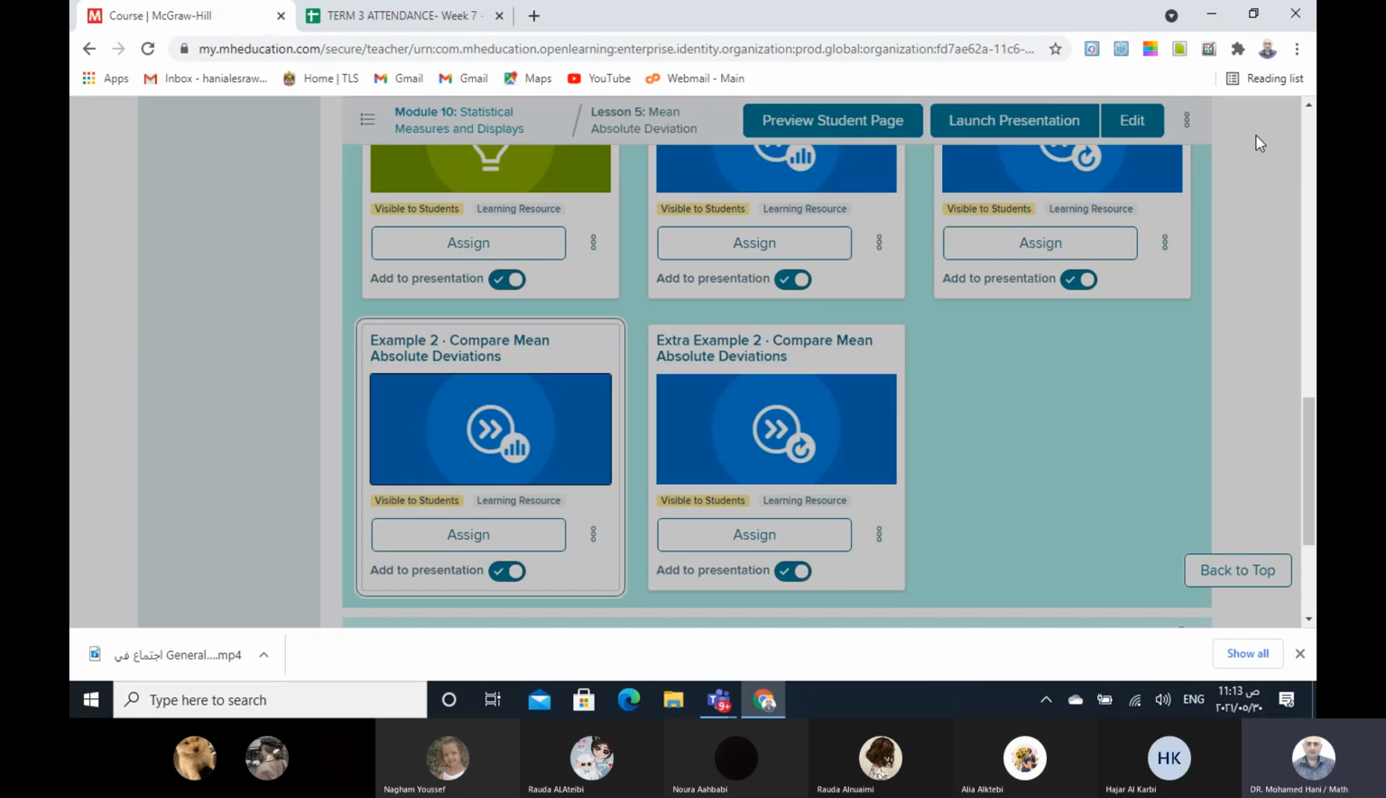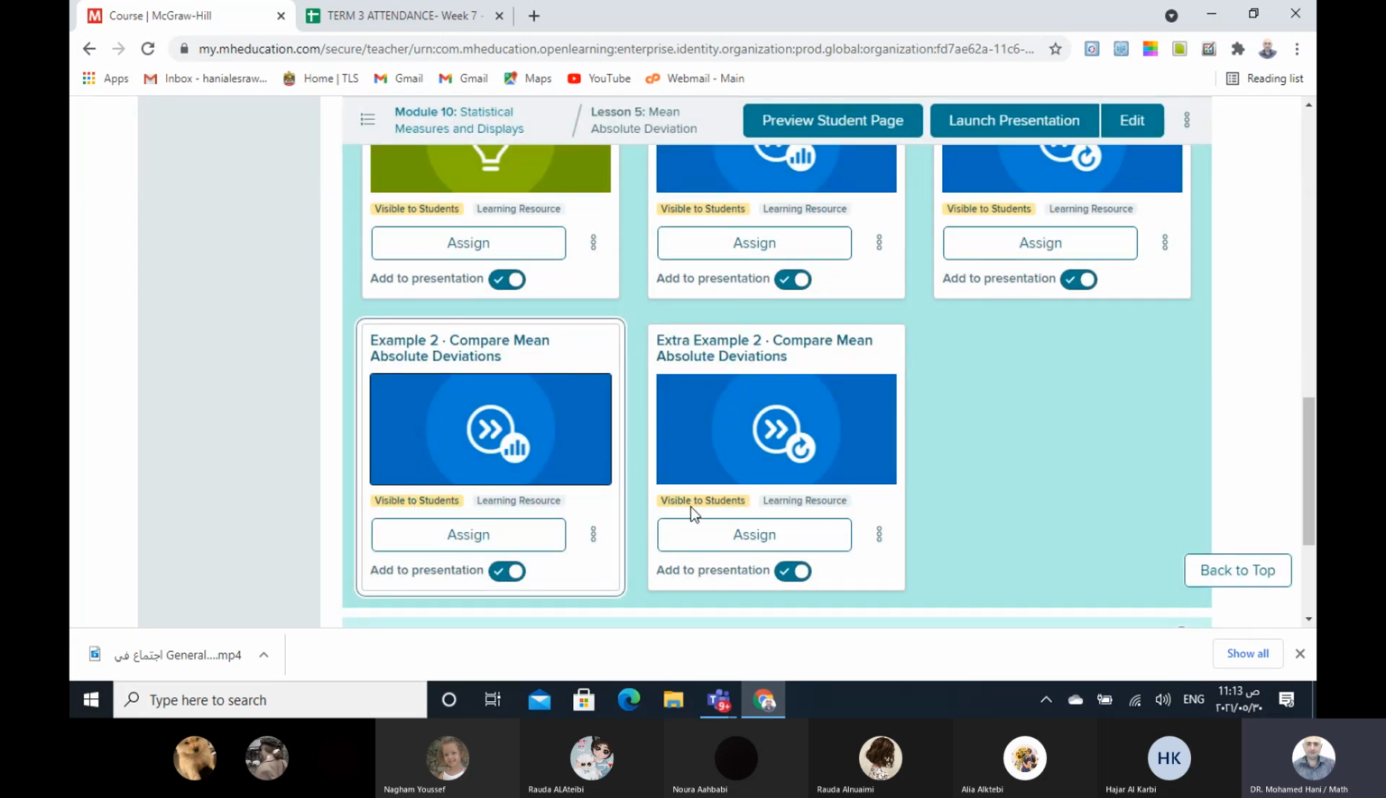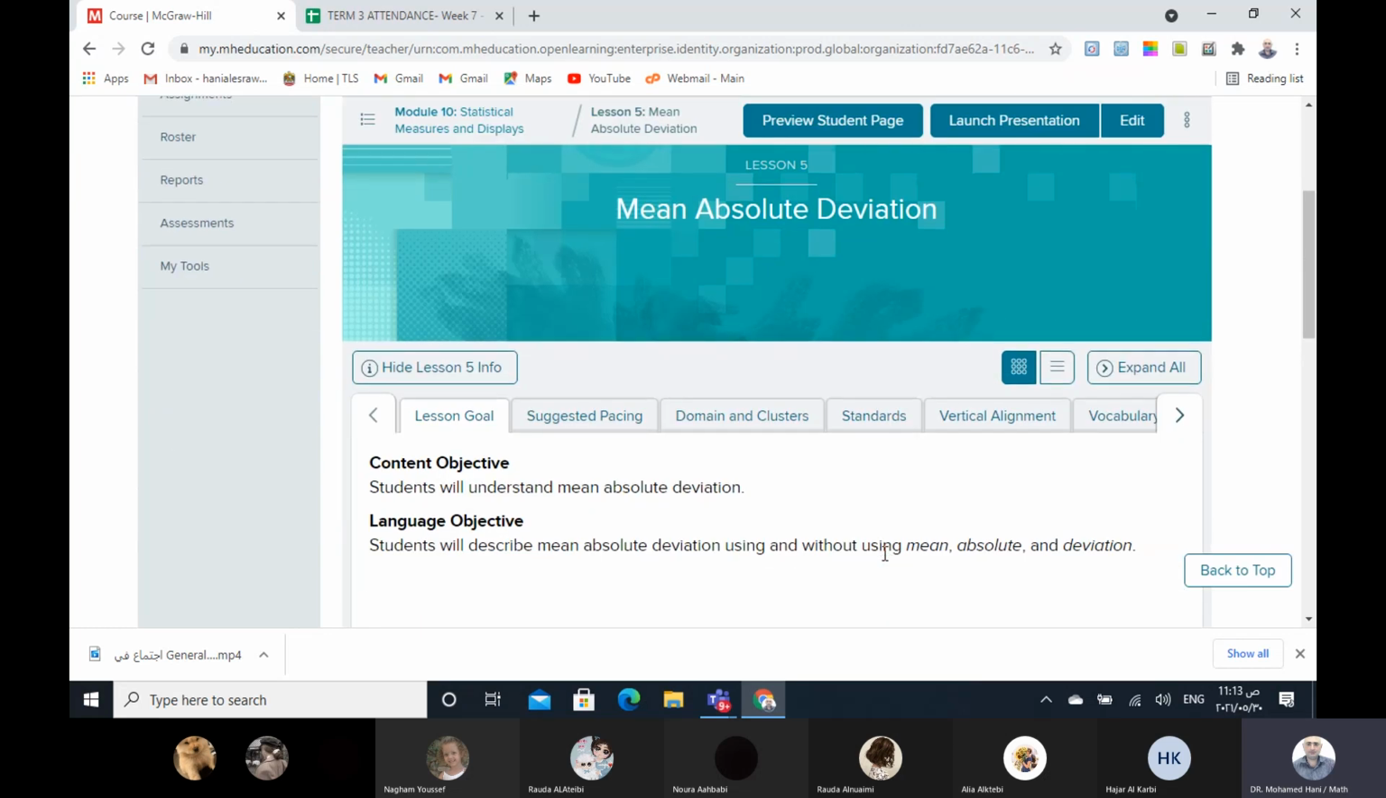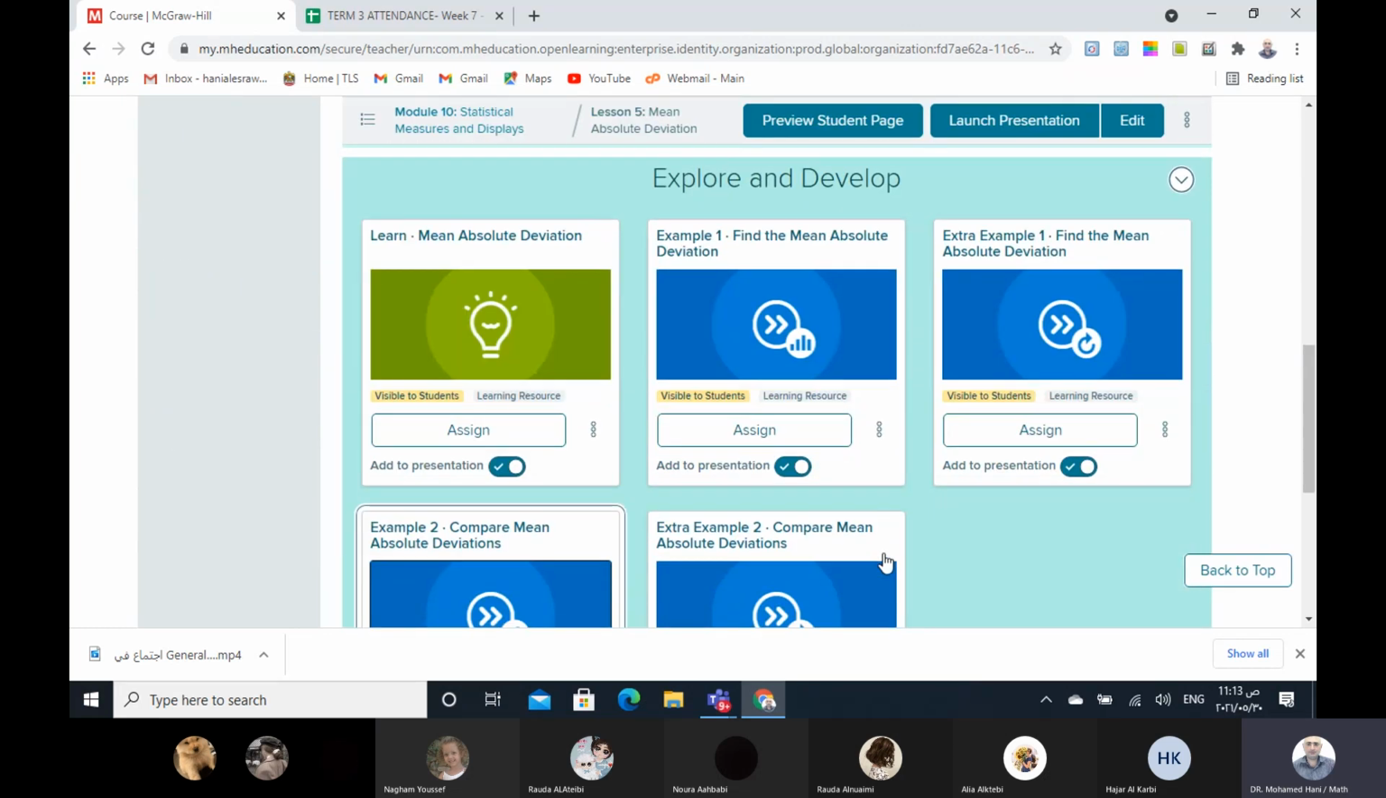Okay, this is our lesson today. Who has any question? No one. Right. Who can remember us how to find the mean absolute deviation? What are the steps?